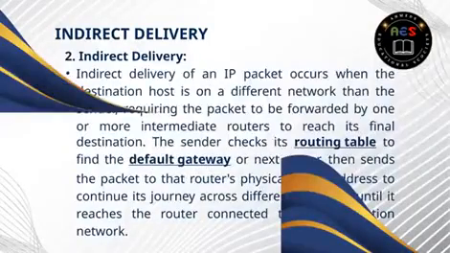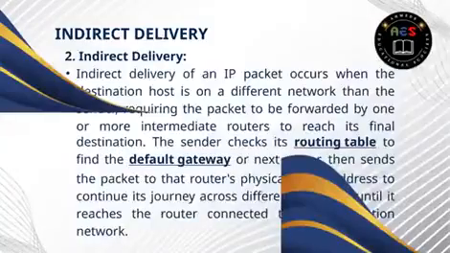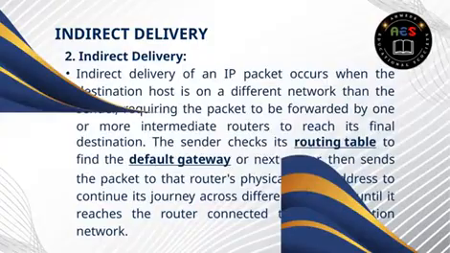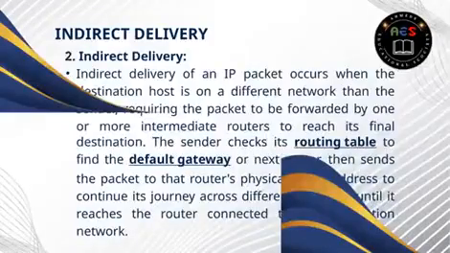The sender starts by checking its routing table to find the default gateway or the next router to send the packet to. Once identified, it sends the packet to that router's physical, or MAC, address. This process continues, with each router forwarding the packet closer to the destination, until it finally arrives at the router connected to the destination network.